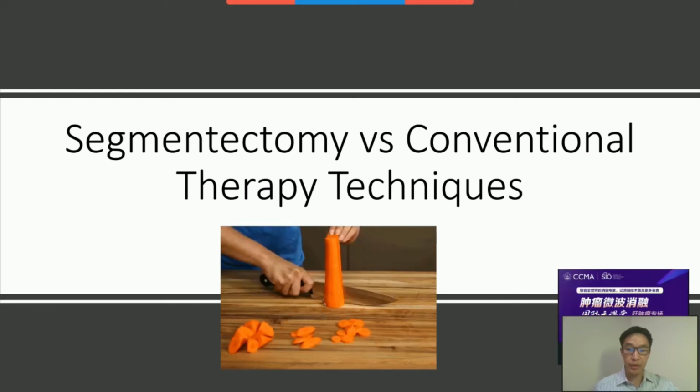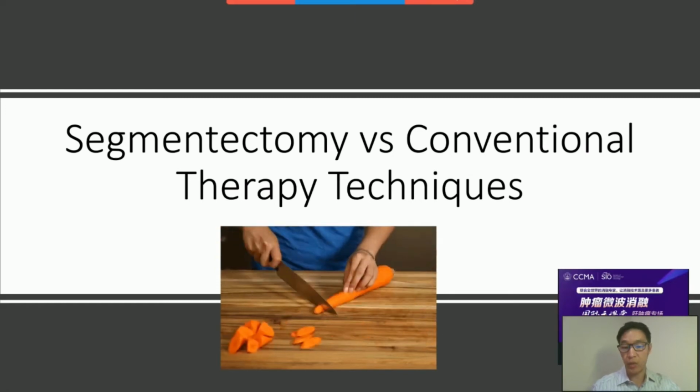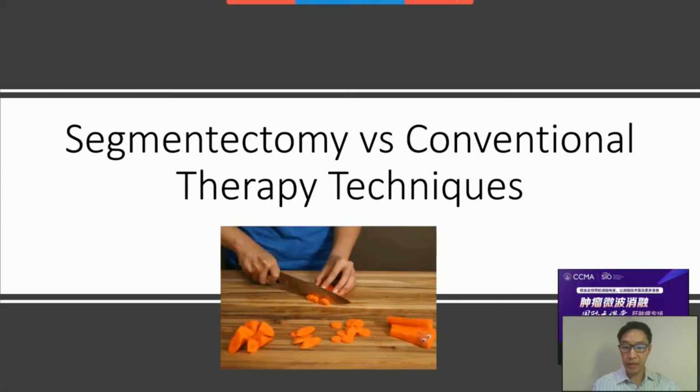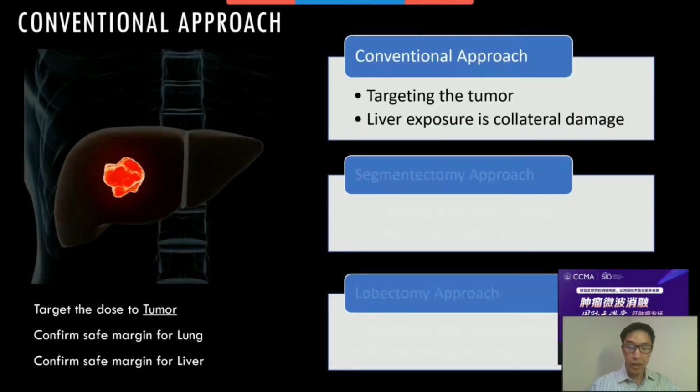So as I mentioned before, there are different techniques that we can use with Y90 or SIRT therapy, and I'd like to describe some of these techniques. The first approach that I'd like to describe is referred to as a conventional approach. And in the conventional approach, the target is actually the tumor itself.